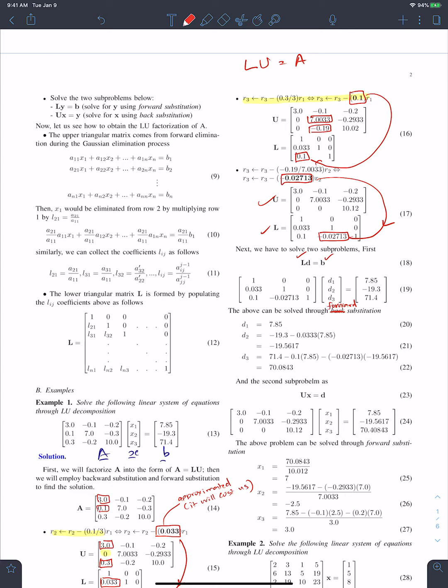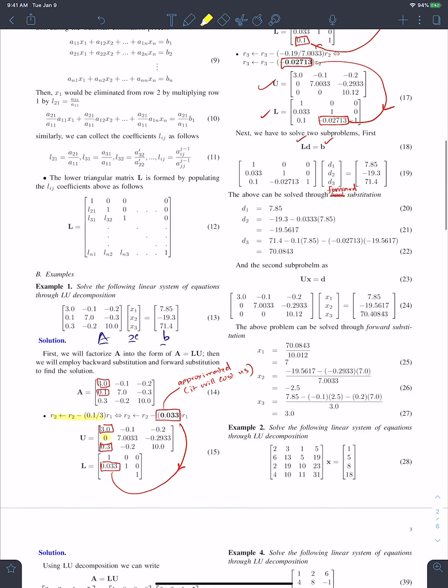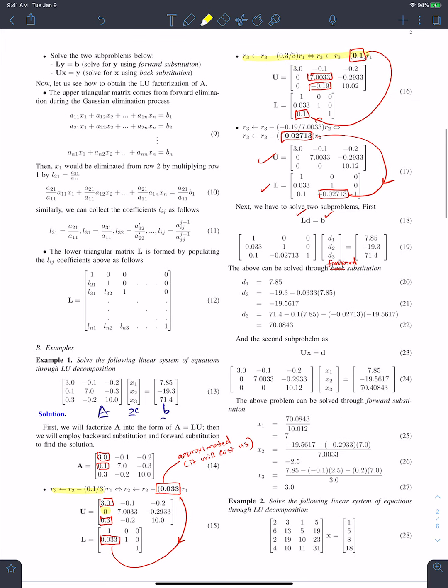That is, D1 is straightforwardly 7.85. When you go to the second equation, you solve D2, and the third equation gives D3. So we will use forward substitution to find D1, D2, and D3. Now we know D1, D2, and D3. As the lecture says, the next step is to solve for x using Ux is equal to D. That is the U that we just found. U times x is equal to D, the D that we just found.